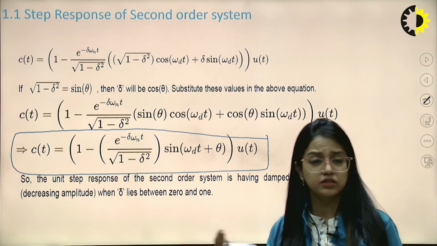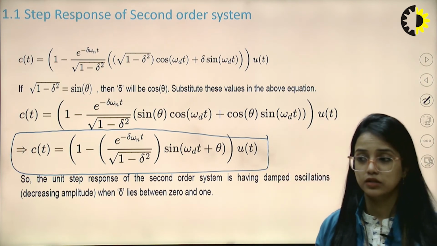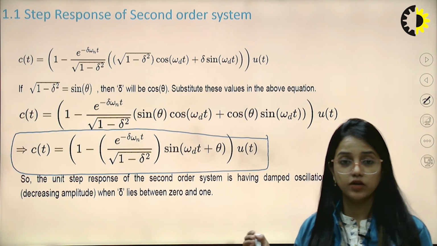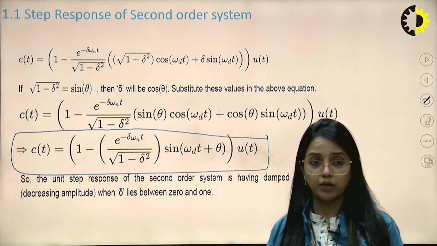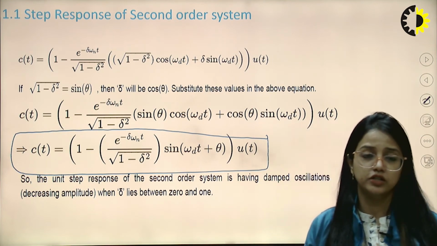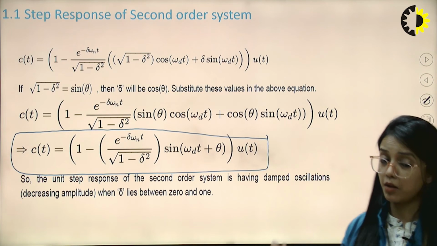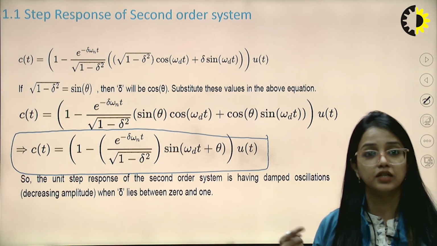Why? Because zeta is not equal to 1, so critical damping is not happening. Zeta is not equal to 0, where the undamped case is not happening. So zeta is having some value. When zeta has some value, zeta is the damping ratio. So of course it is damped oscillation.